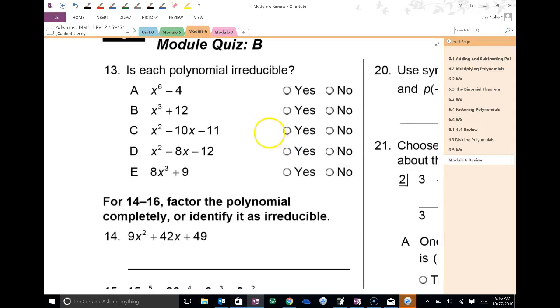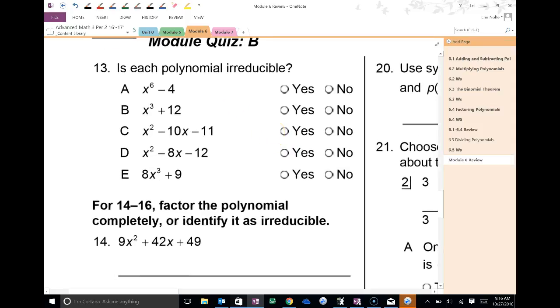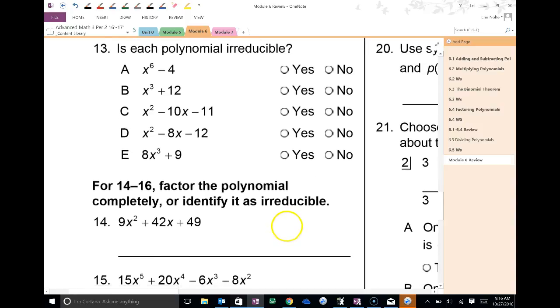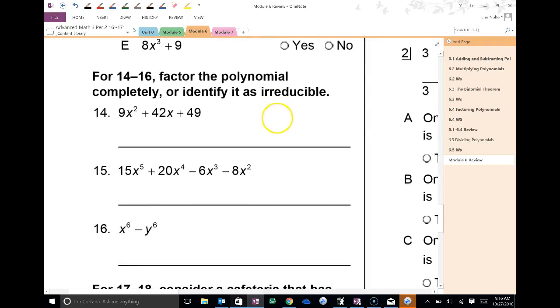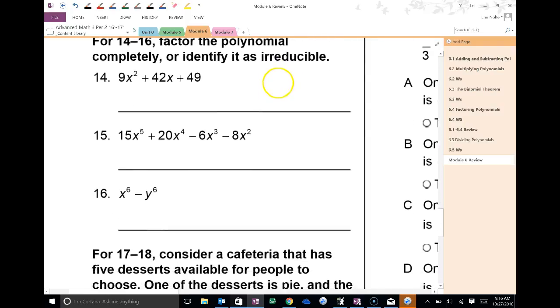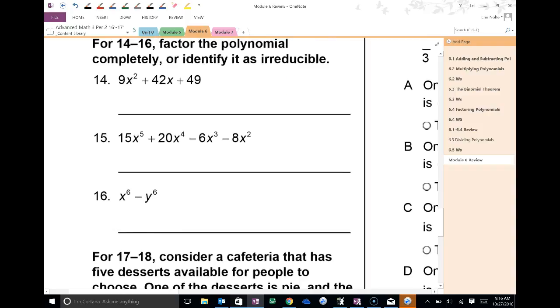Let's see. Do I need to go over this one? That one's pretty straightforward. Irreducible means not factorable. So maybe a better way they should have worded that is not factorable. Do we need to go over any of the factoring methods? I feel like you guys did pretty good on the factoring.